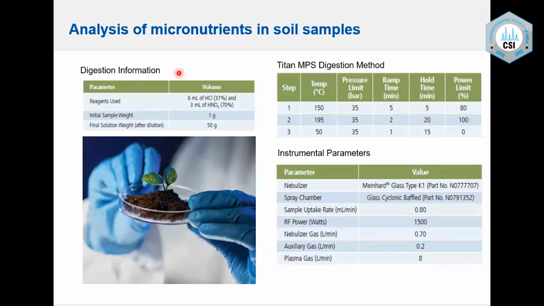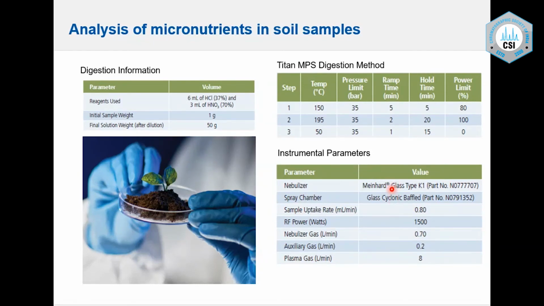Then the example of analysis of soil micronutrients in ICP-OES, done using a concentric nebulizer. The soil sample was digested in a microdigester, and this is the microdigestion program that was used. With the microdigester, we are able to do more elements, like mercury and arsenic, at lower concentration, and it is a fully automatic system. 1 gram of sample was taken, and after digestion it was diluted to 50 ml. These were the instrumentation parameters used for the analysis.